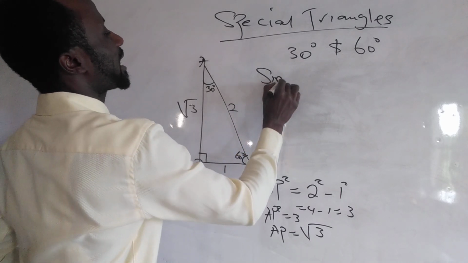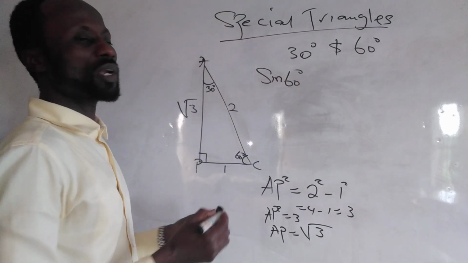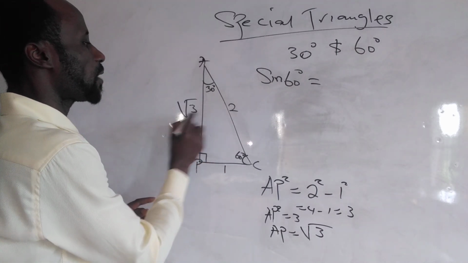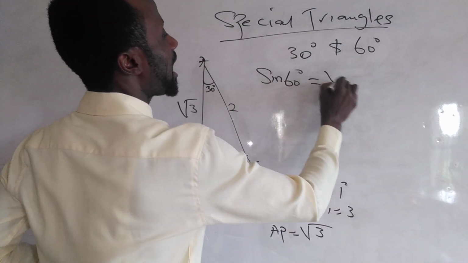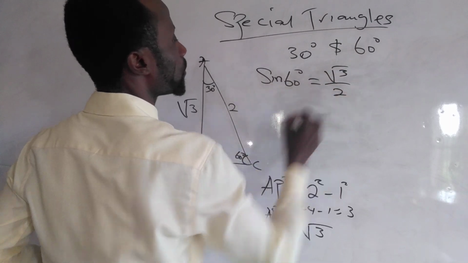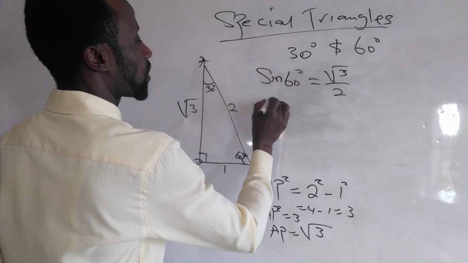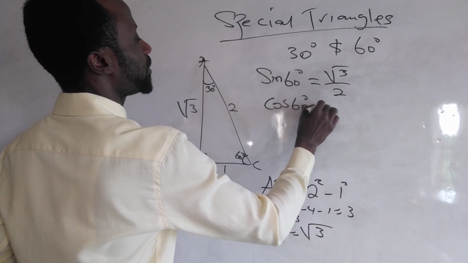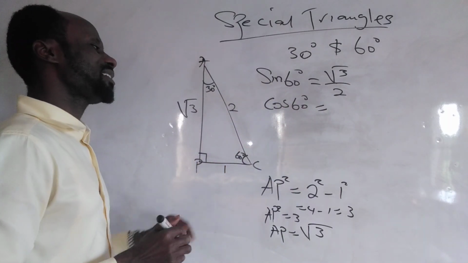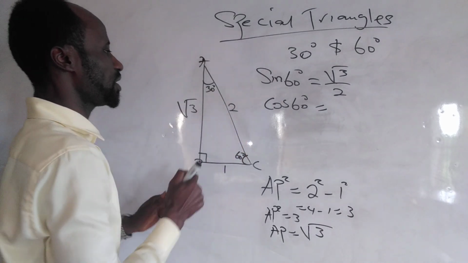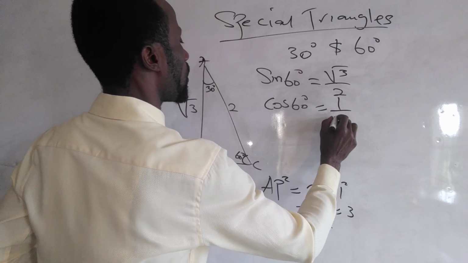I start with sine 60 degrees. What is sine? As usual, opposite over hypotenuse. This is opposite now. This is hypotenuse. That means I have root 3 all over 2. If I want to obtain cos 60 degrees, what is cos? Cos is adjacent all over hypotenuse. Adjacent is 1, hypotenuse is 2. So I have 1 over 2.